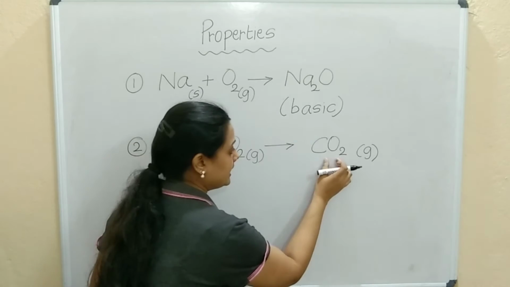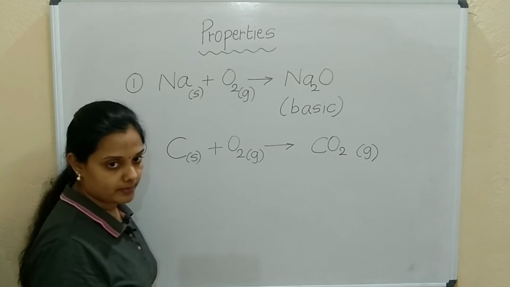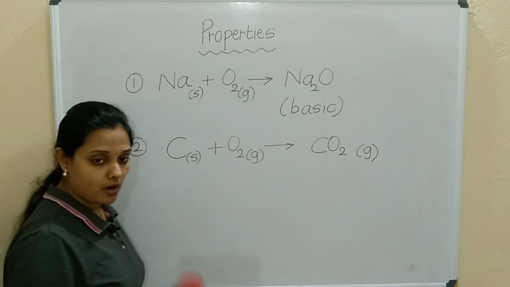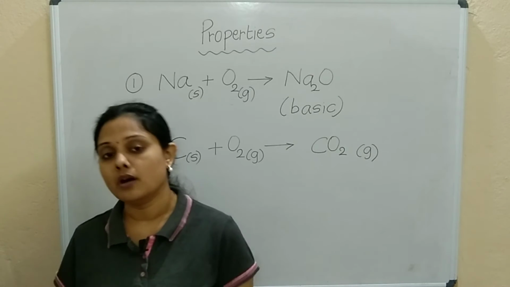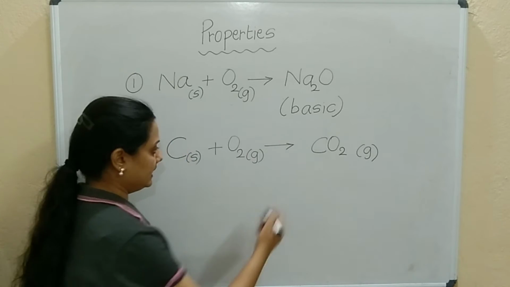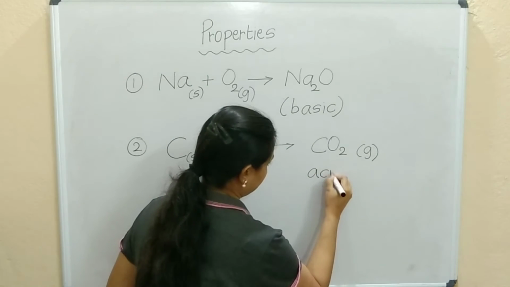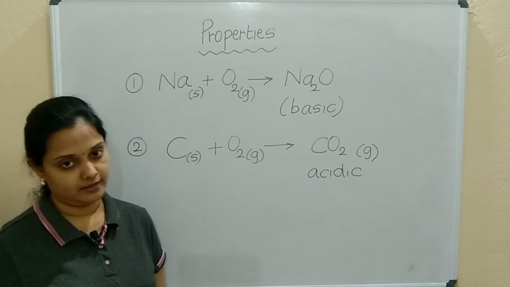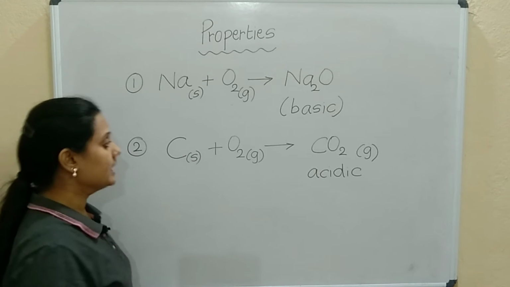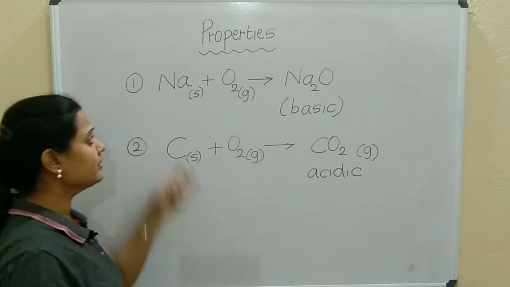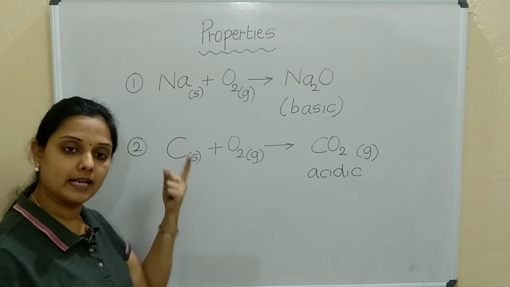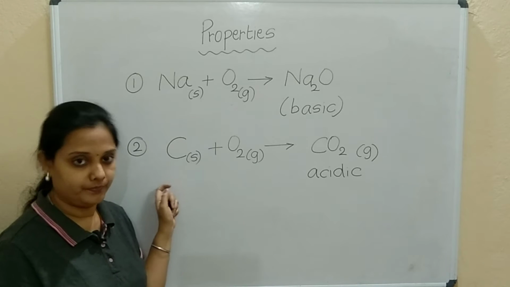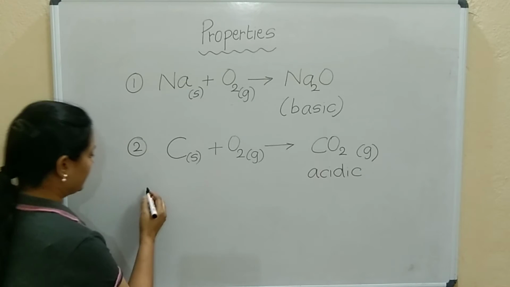Now the carbon dioxide which is formed, correct, it is a non-metal oxide. Non-metal oxides, they are always acidic in nature. Correct? So these are just the reactions I have given. You can also write the equations with other elements, other metals and non-metals also. Correct?